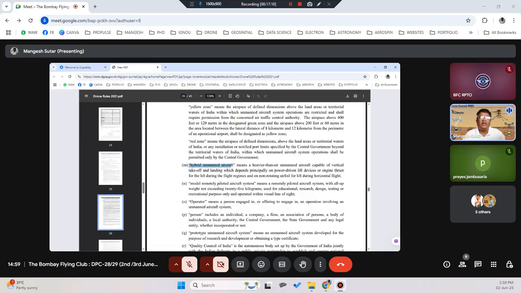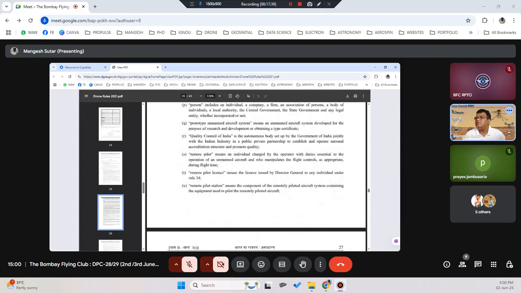Whereas if you see model aircraft, we talk about model aircraft system, right? This is a subcategory. What does it say? Remote piloted aircraft system with all-up weight not exceeding 25 kilograms, right? We talk about 25 kg. And it is used only for educational, research, design, testing or recreational purposes only and operated within VLOS, that is visual line of sight.